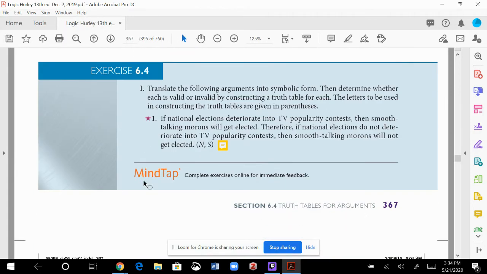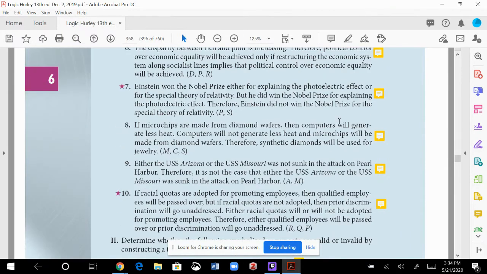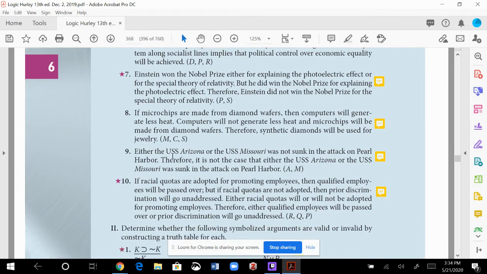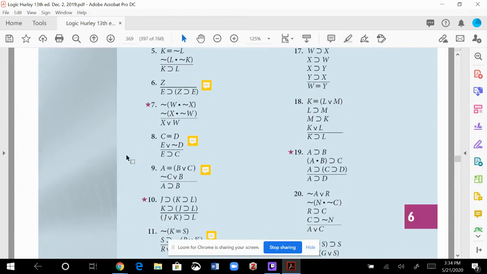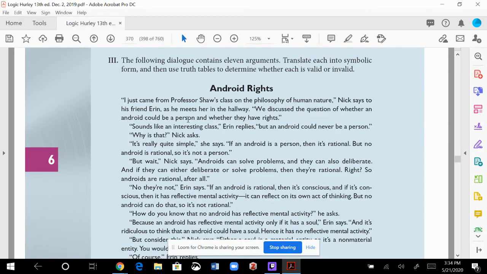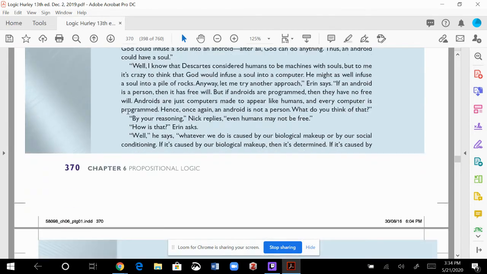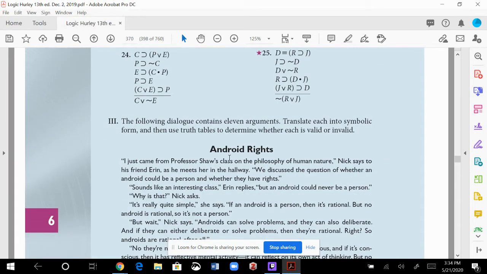Let's go to our homework examples. So I've taken sections 1, where you have to look at the English, translate, symbolize, do your truth table, and tell me if it's valid or not. In 2, you don't have to translate. It's given to us. You just take the vertical, make it into the horizontal, and do your truth tables. And then 3, Android Rights. It just gives you a paragraph of people talking. It's crazy. They're talking about rights that androids have.